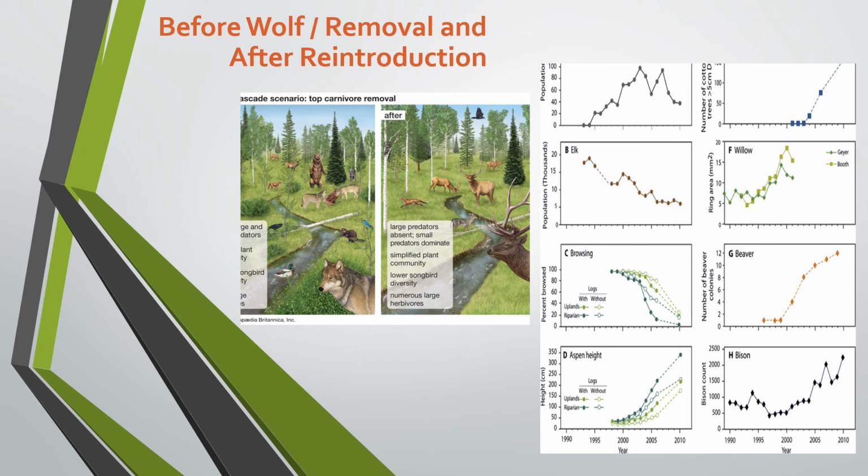And in the left corner, we have an illustration of before the wolves were actually eradicated from the environment. So you have bears, elk, foxes, songbirds, beavers, bushes, trees, and then you go back to the original photo I showed you, where it's after.